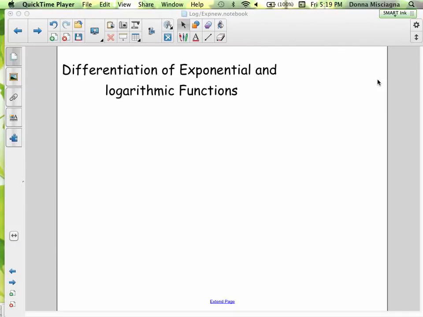Welcome to the Differentiation of Exponential and Logarithmic Functions podcast. This is an introductory podcast, and we are going to be looking at the derivative of e to the x. And of course, we're going to derive it.